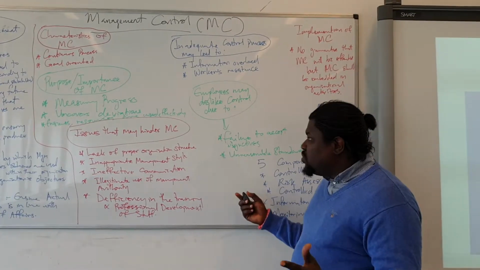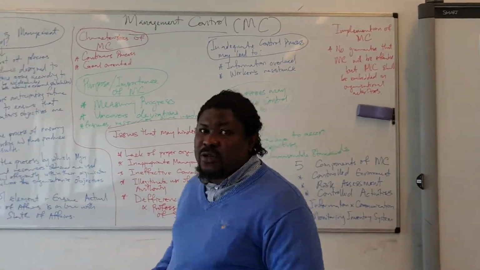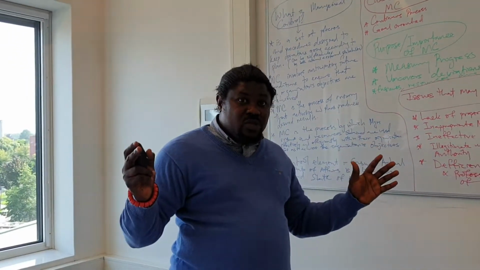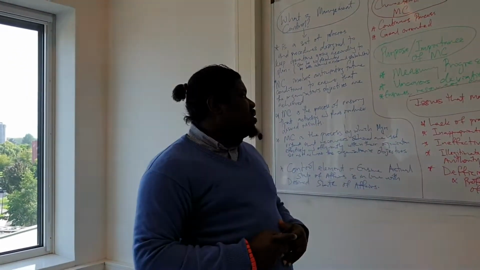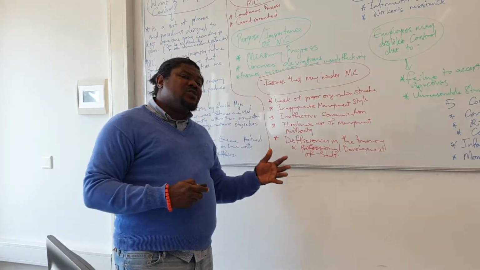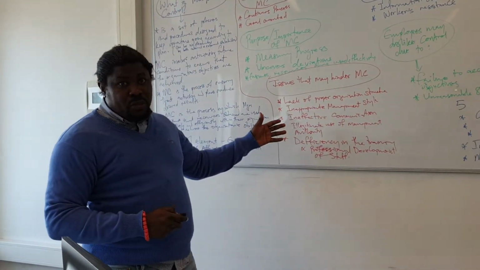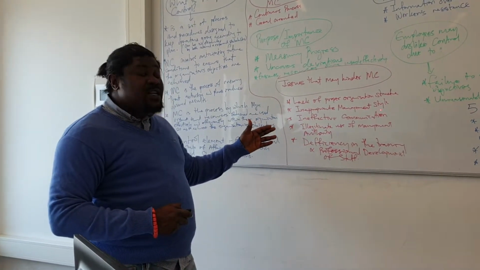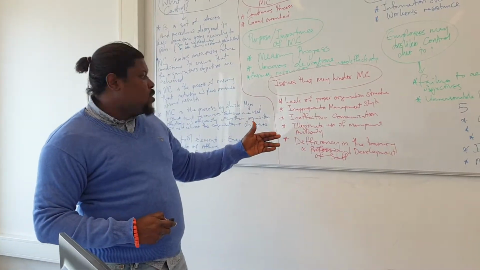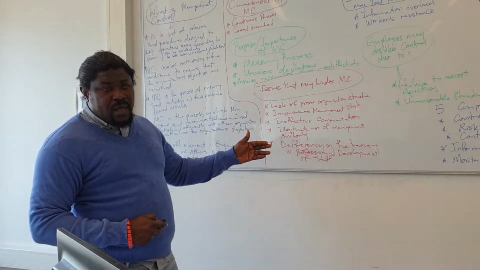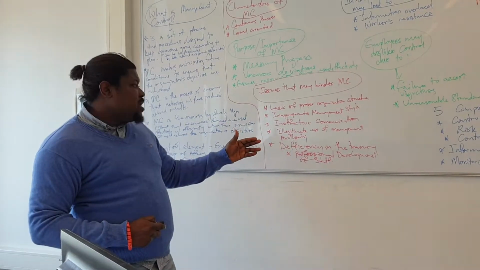What issues may hinder management and control? Let's look at that. Okay, so it comes with some issues. These issues may affect management and control. Lack of proper organization structure. If the organization has got the wrong structure, then management and control will be affected. It may not go well. Okay, if there's inappropriate management style, then there may be a problem with management control.